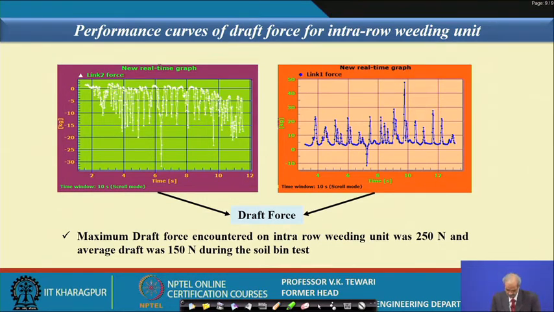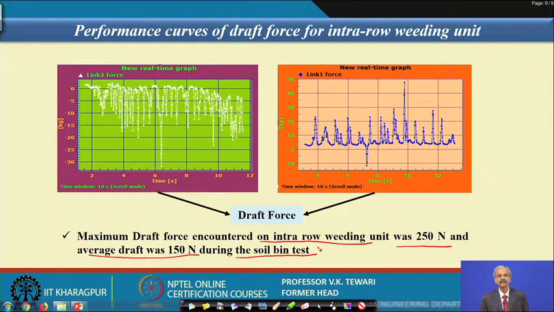So, the maximum draft force encountered by the intra-row weeding unit was 250 newtons, and the average draft was 150 newtons for the soil bin test. Yes, these tests are generally done in a soil bin, because there we are in a position to control the type of vegetation and the type of soil we want. That is why these tests are done in the soil bin.